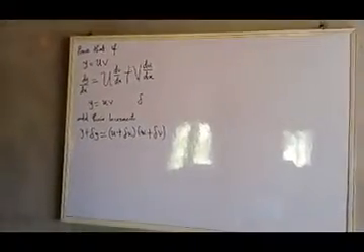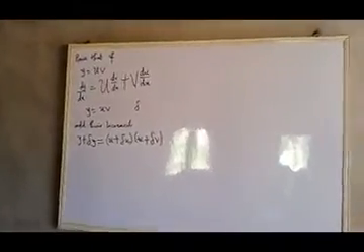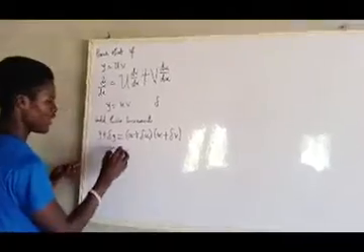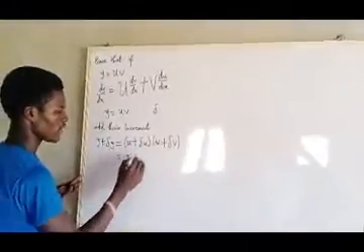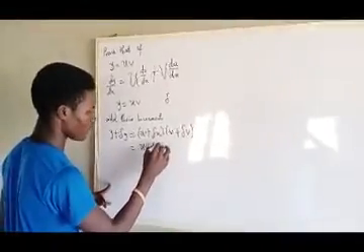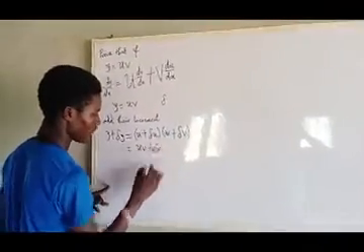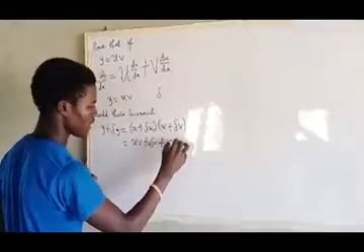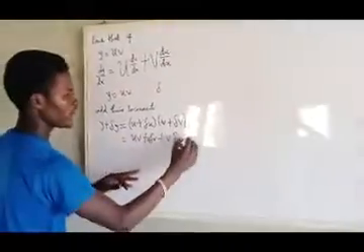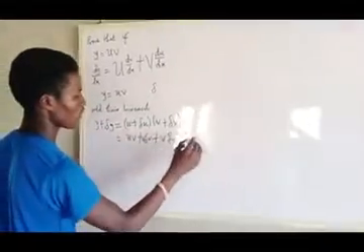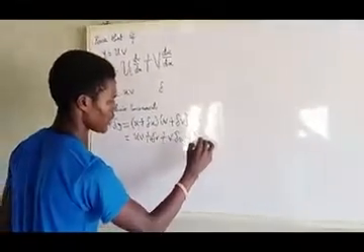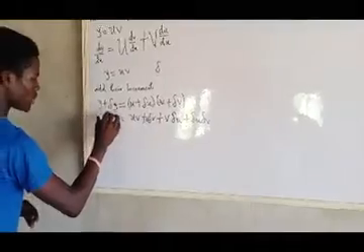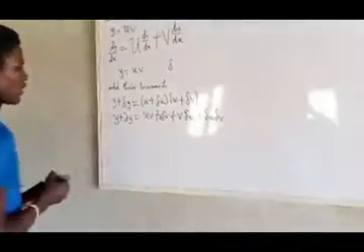Now, the next thing for you to do is to open the bracket on the right hand side. So u times v will give you uv, plus u times delta v will give you u delta v, plus delta u times v will give you v delta u, then plus delta u times delta v will give you delta u delta v. Don't forget you still have y plus delta y.